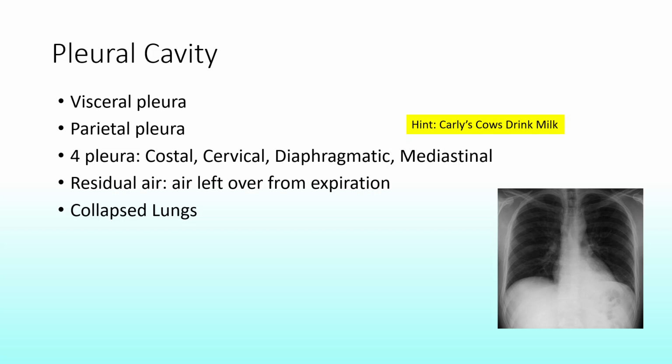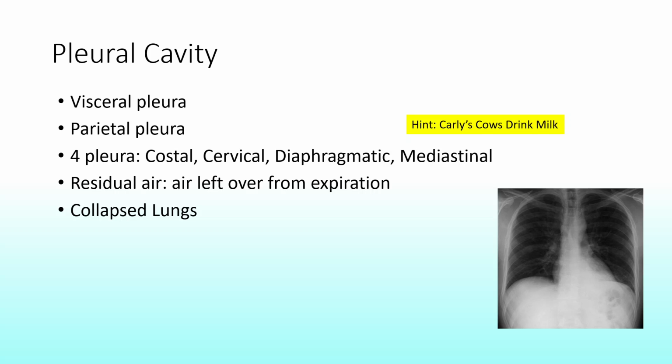So let's talk about pleural cavities. We have 4 types of pleura. We have visceral pleura and parietal pleura. Visceral is found on the surface of the lungs, so I like to remember visceral as surface, with the S in visceral. Then we have parietal pleura, which are found on the wall of the thoracic cavity, so the diaphragm, the rib cage, and the mediastinum. And then we have the 4 pleurae: the costal, the cervical, the diaphragmatic, and the mediastinal.